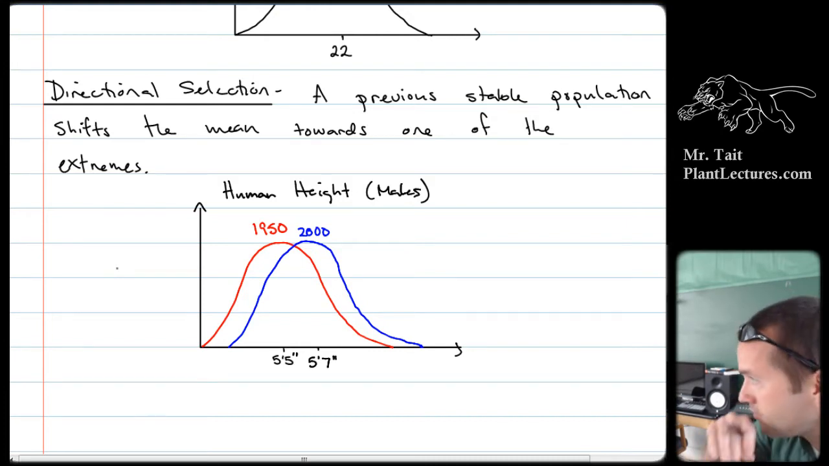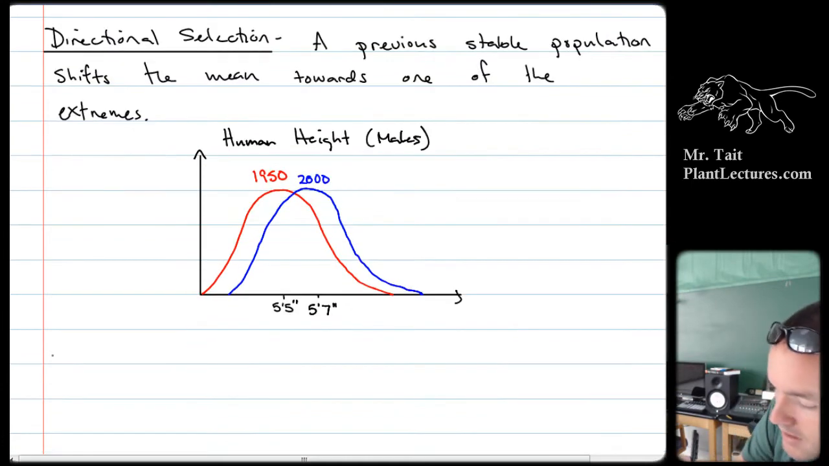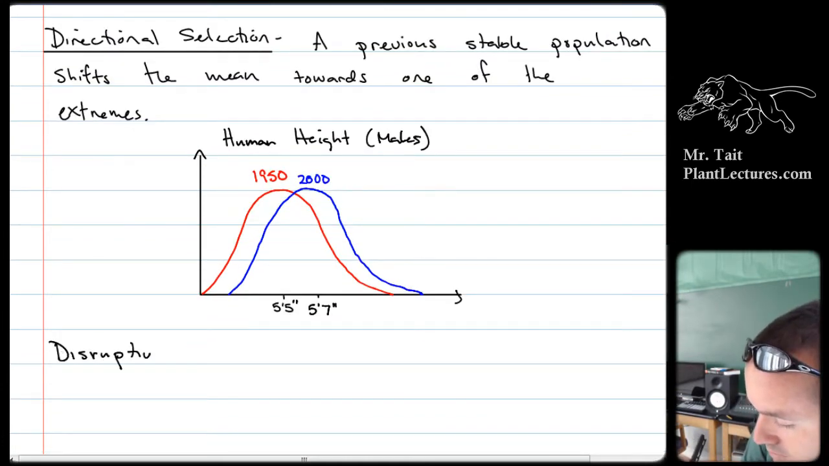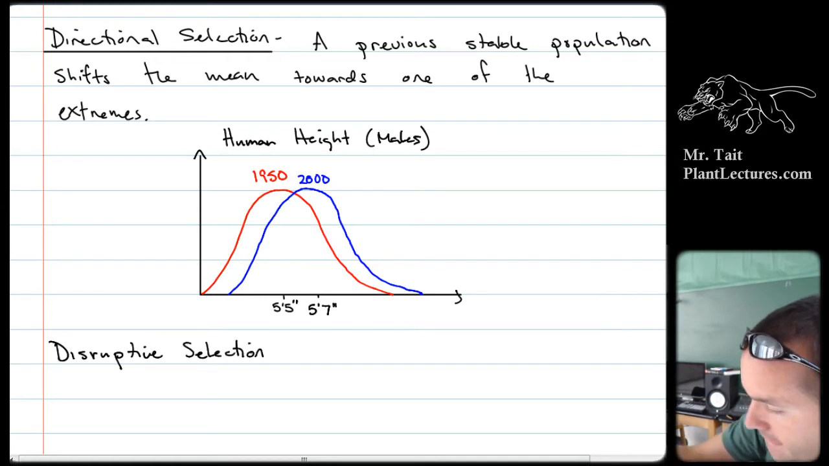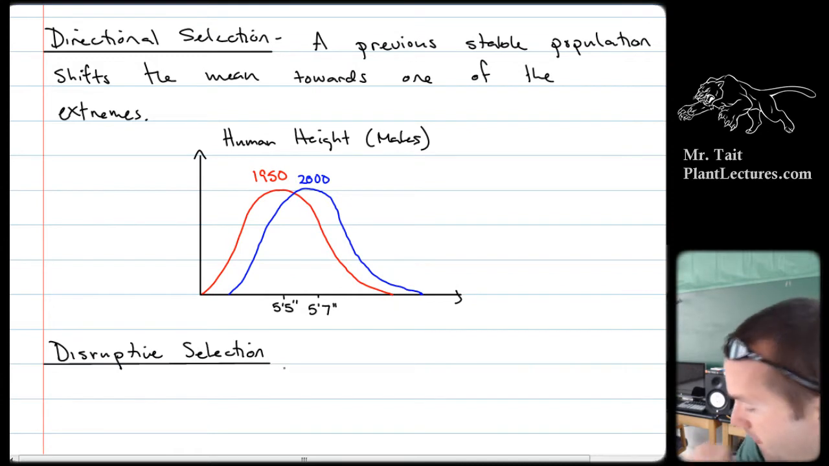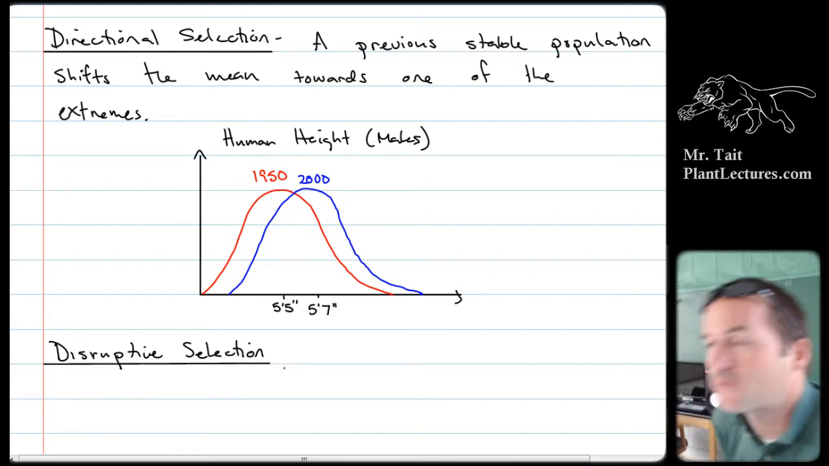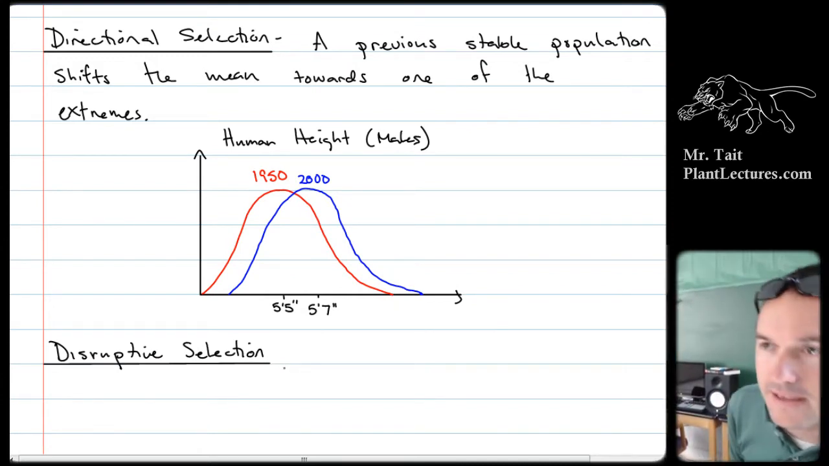All right. Then you've got disruptive selection. Disruptive selection is where the extremes, either one of the extremes, are favored over the intermediate.